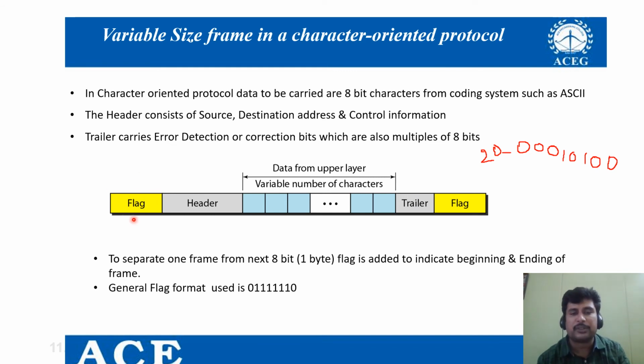The flag is used to indicate the beginning of a frame as well as the end of the frame, and this will be separating one frame from the other. The general format of the flag which we are using is 0 followed by 6 ones followed by 0.